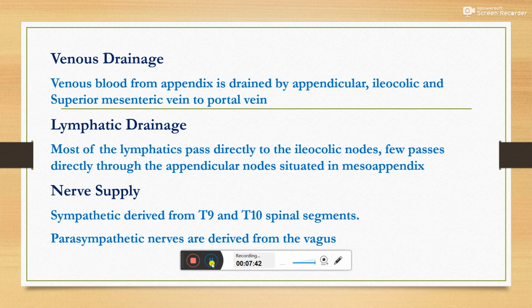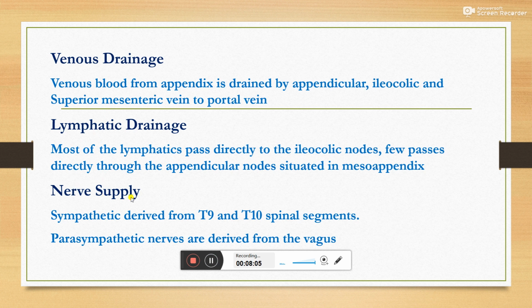Venous drainage of the appendix. The venous blood from the appendix is drained by the appendicular, ileocolic and the superior mesenteric vein to the portal vein. The lymphatic drainage: most of the lymphatics pass directly to the ileocolic node. Few pass through the appendicular node situated in the mesoappendix.